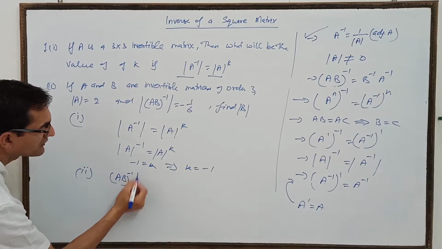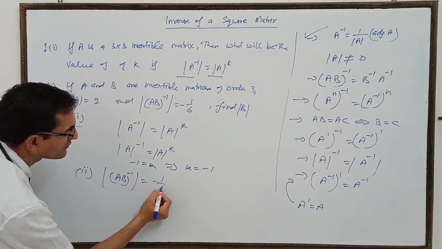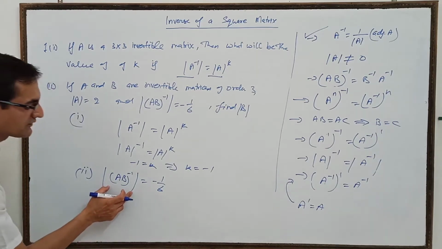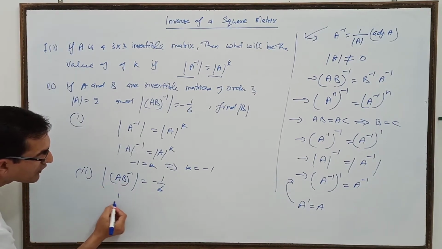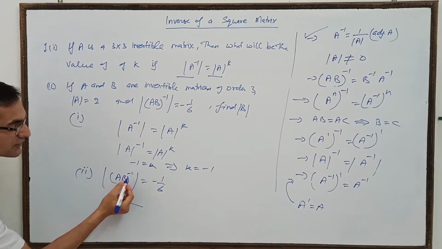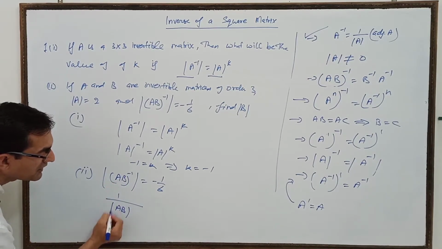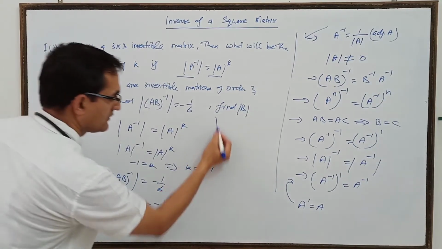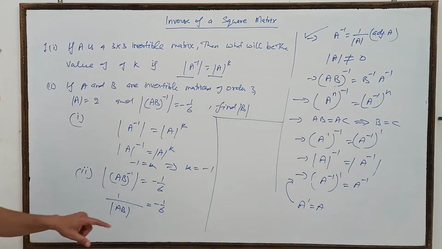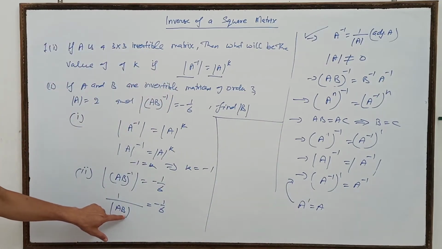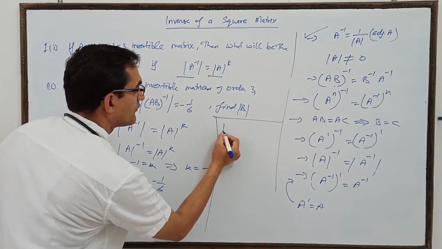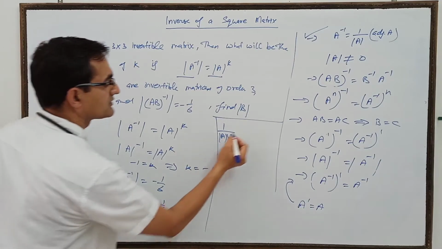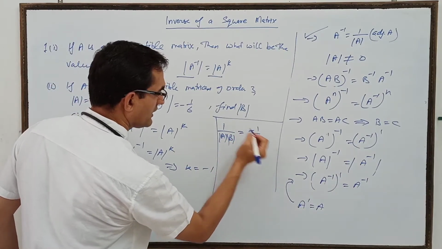Determinant of AB inverse is equal to minus 1 by 6. What can you write it as? This is an inverse, so you can write 1 by determinant of AB, which is equal to minus 1 by 6. You can see this question from here. Now determinant of AB, so what do you say? 1 by determinant of A into determinant of B. This is equal to minus 1 by 6.